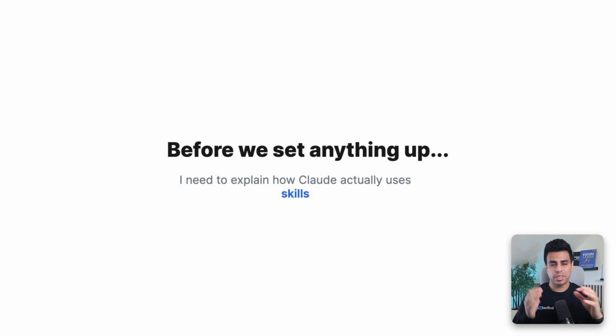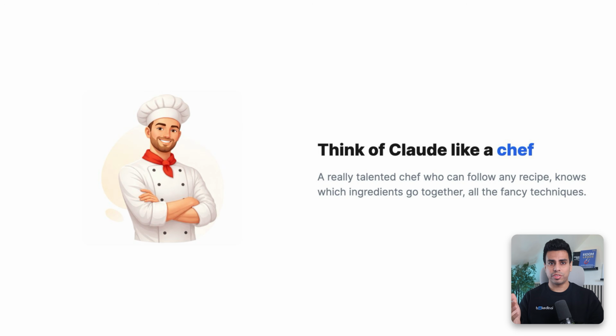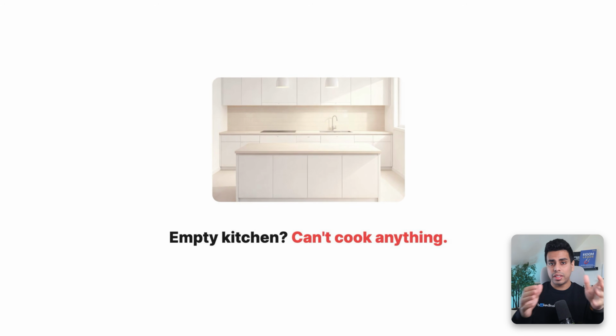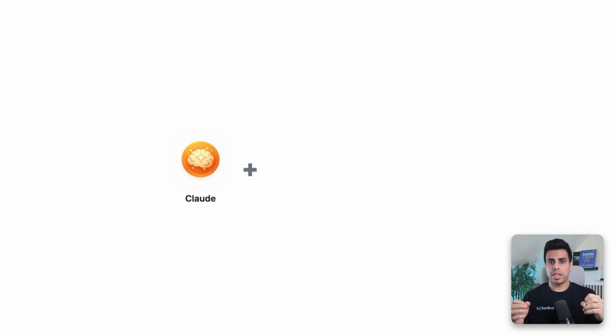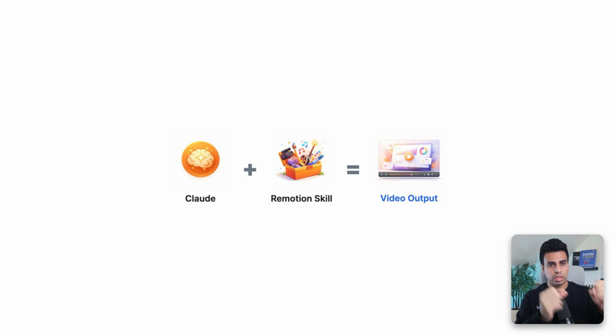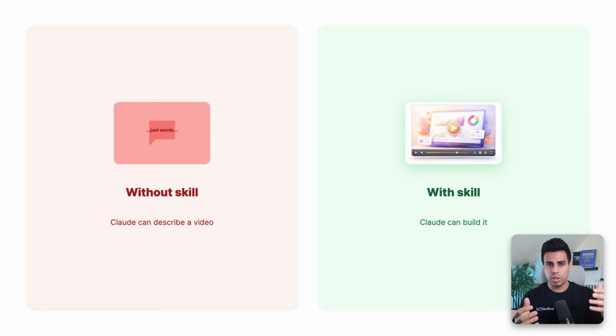Okay, so before we set anything up, I need to explain to you how Claude actually uses skills, because this is really the key to how everything works. Think of Claude like a chef, a really talented chef who can follow any recipes, knows which ingredients go together, and all the fancy techniques. But if you put that chef in an empty kitchen, they can't cook anything. So to make videos, we need to give Claude the Remotion skill. We're saying, here's everything you need, and you're going to use this to make me videos. Without that skill, Claude can describe a video, but with the skill, Claude can actually make these come to life.